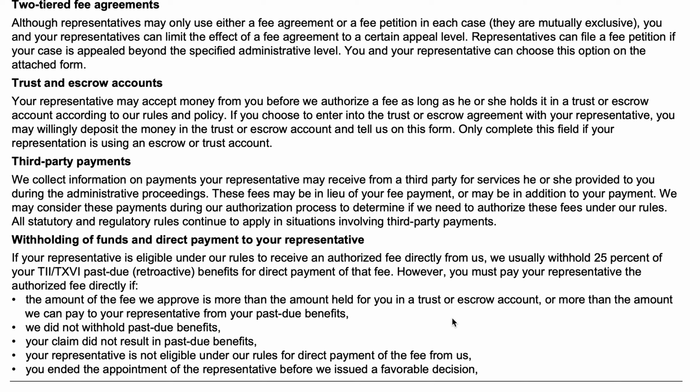However, you would have to pay the authorized fee under certain situations. If the amount of the fee that the Social Security Administration approves is more than what was held in that trust or escrow account, if it's more than the amount that they can pay from your past due benefits, if the Social Security did not withhold past due benefits, if you did not receive past due benefits from your claim, if your representative is not eligible under direct deposit rules or under the rules for direct payment, or if you ended the representative's appointment before a decision was made, any of those situations may result in you having to pay your fee directly out of pocket.